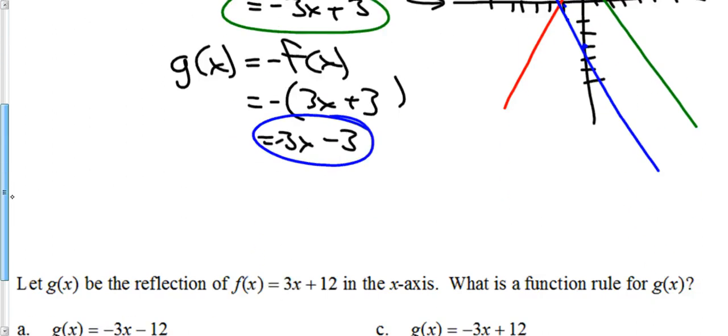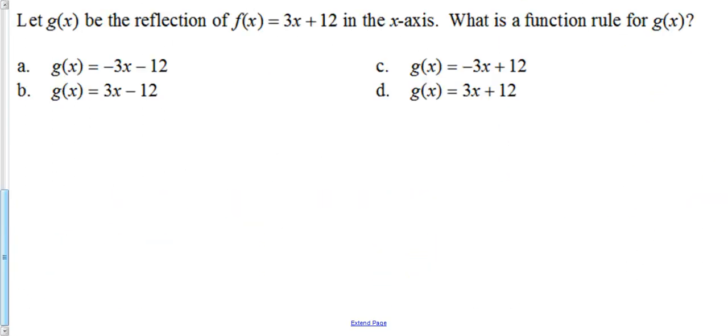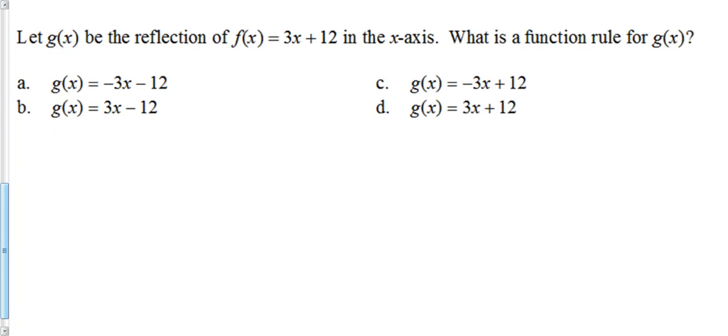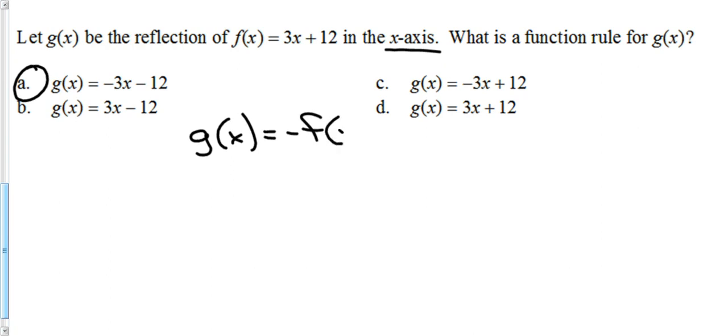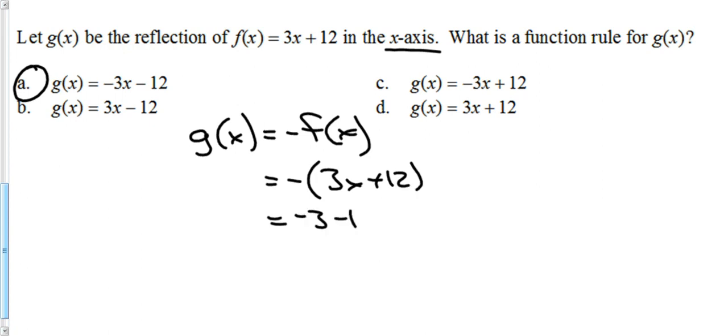Okay? So this problem right here, if I wanted to reflect this in the x-axis, my answer would be A, because my new function would be negative f of the whole function, which would be negative 3x plus 12. So this would be negative 3x minus 12.